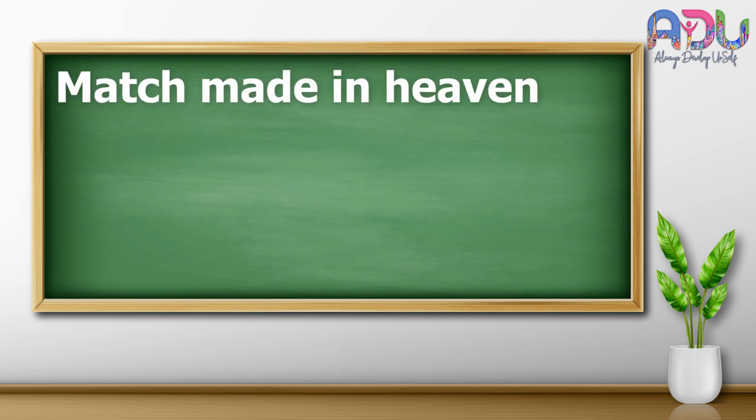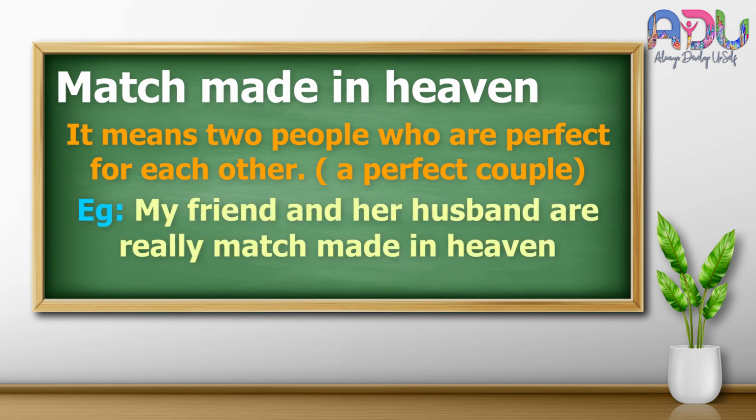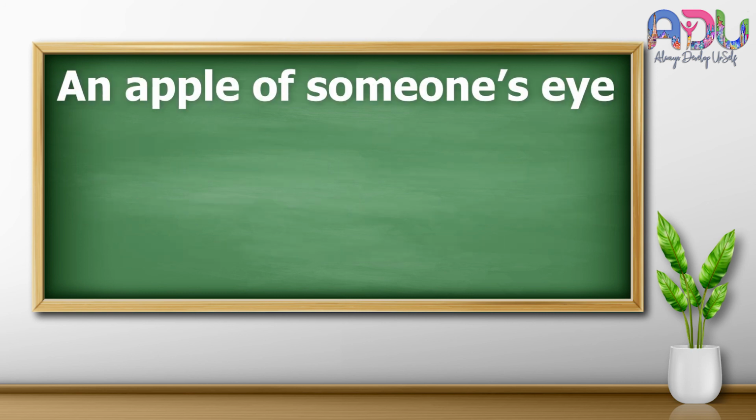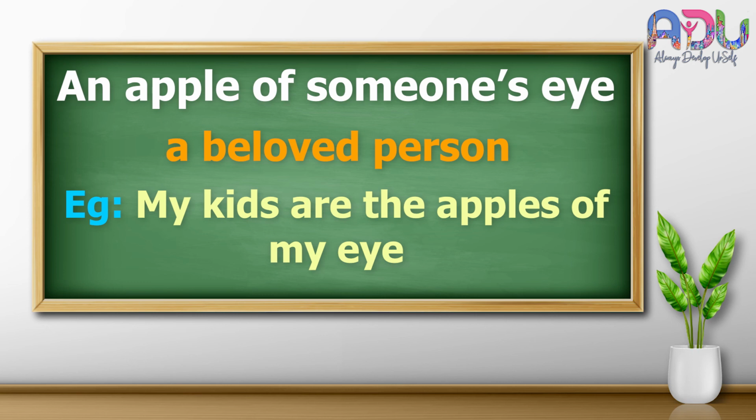63. Match made in heaven. Match made in heaven means two people who are perfect for each other, a perfect couple. For example, my friend and her husband are really a match made in heaven. 64. An apple of someone's eye. An apple of someone's eye is a beloved person. For example, my kids are the apples of my eye.